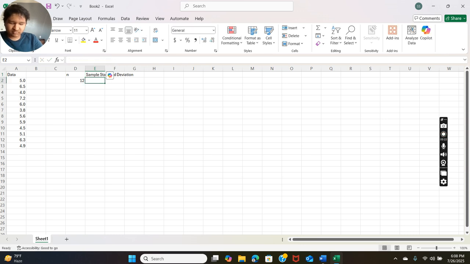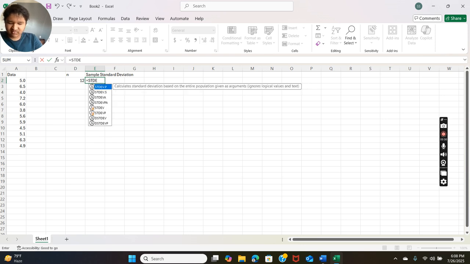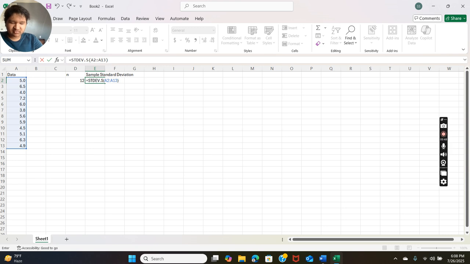For this, we write equals, and then the function name is STDEV.S, open parenthesis, and then that same data range of A2 colon A13, and then close parenthesis. Lastly, we press enter.